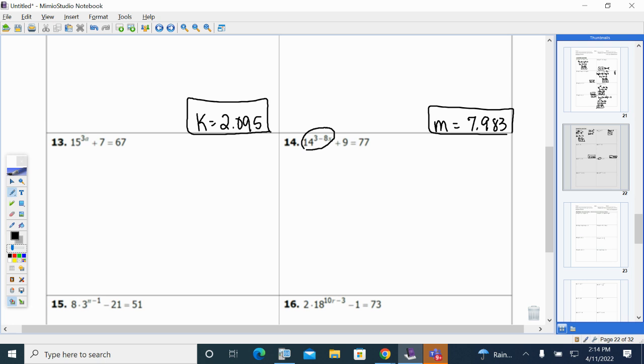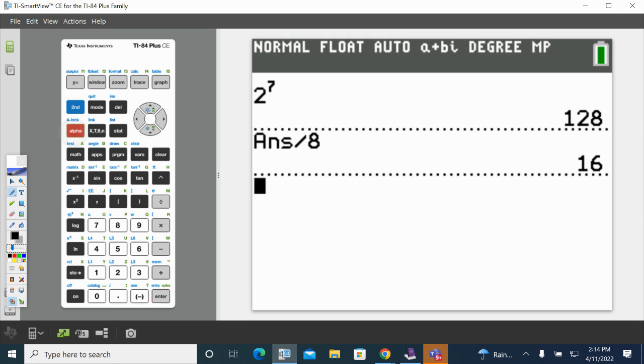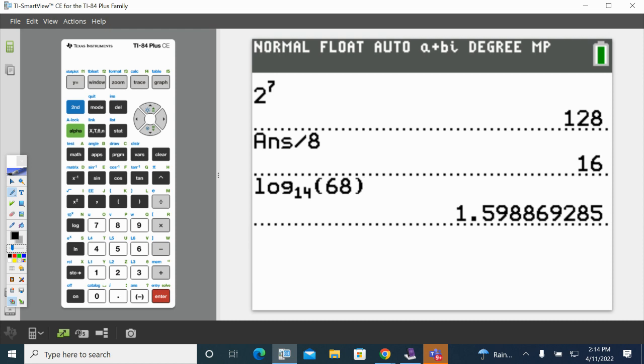And I need to get it by itself, so I'm going to subtract the 9. 77 minus 9 is going to be 68. Then I can change it to a log. Log base 14 of 68 is 3 minus 8x. We're going to go ahead and calculate that log base 14 of 68 and get 1.599.